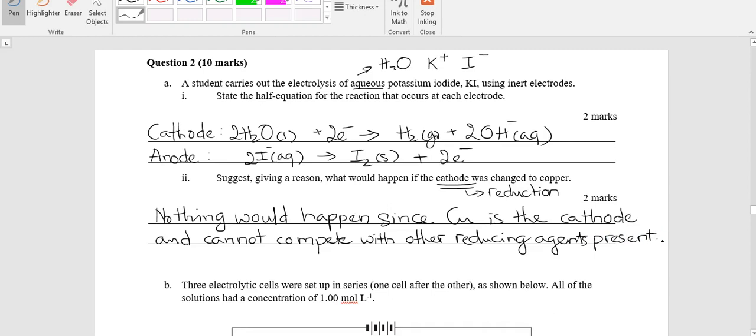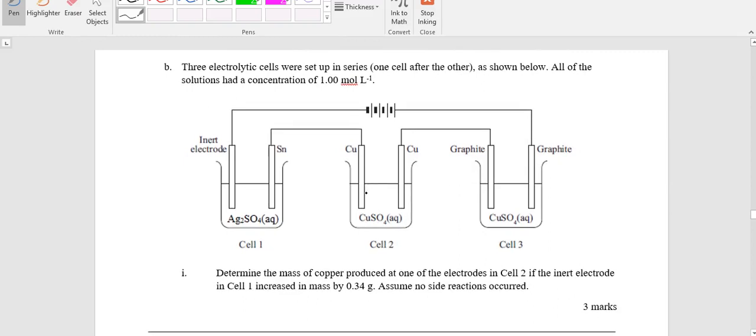And that's 2 marks. Unfortunately, people didn't do too well. Consider whether it's the cathode and the anode. Next part, 3 electrolytic cells were set up in series as shown below. All of the solutions have a concentration of 1. That's handy, hopefully. So you have cell 1, cell 2, and cell 3, and we have that.